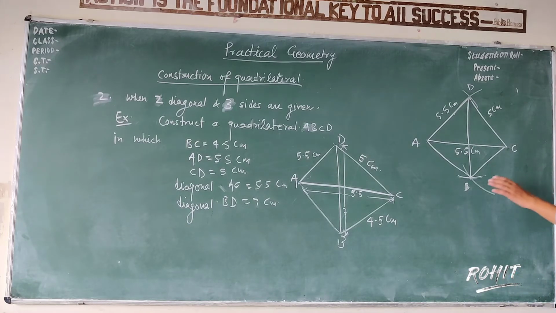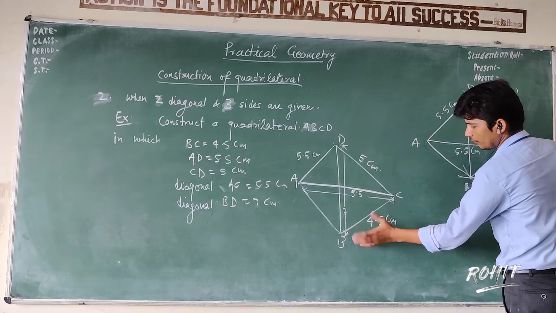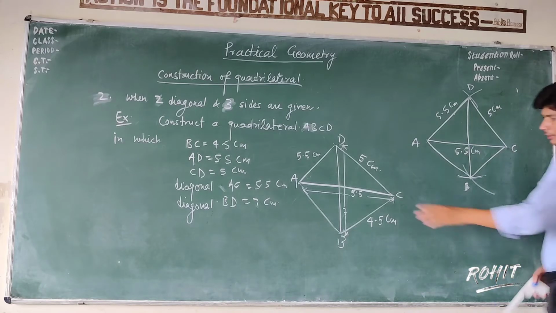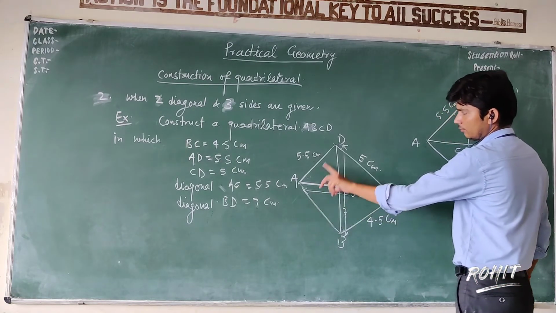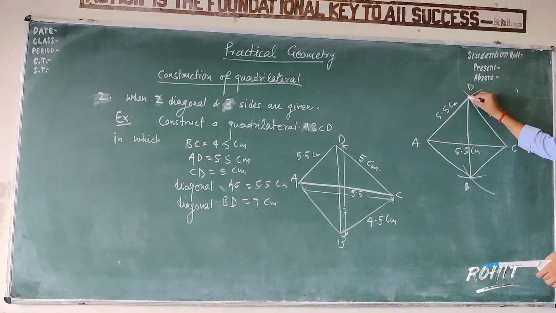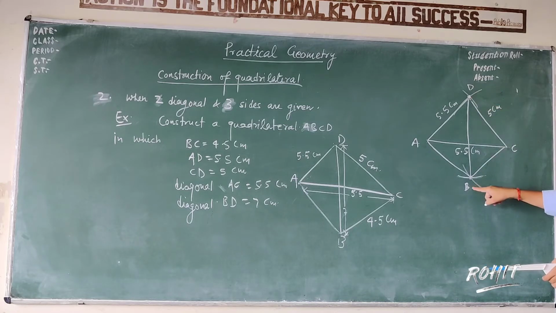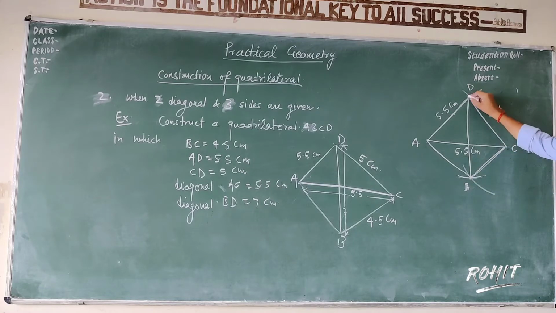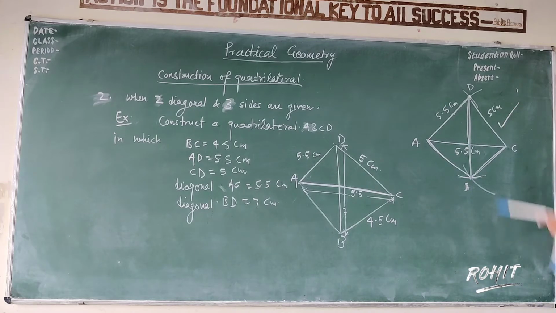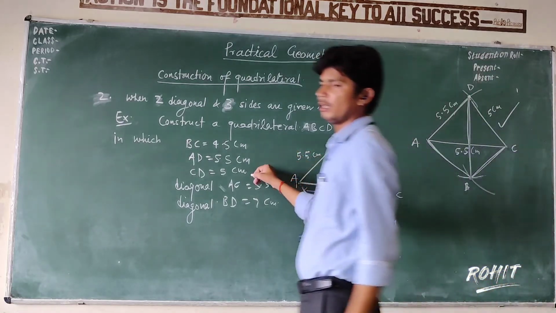Now again take 4.5 centimeter length in the compass and take C as center. Draw an arc. AB is not given, but BD is given. So take 7 centimeter length in the compass and take D as center. Draw an arc which intersects the previous arc at B. Now join B to C, B to D and A to B. In this manner we have constructed the quadrilateral based on this information.